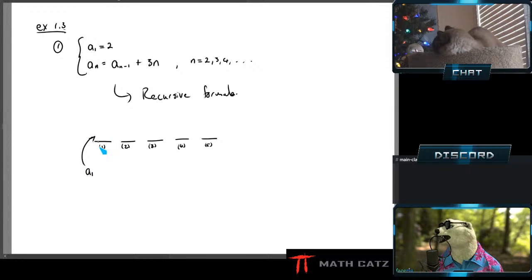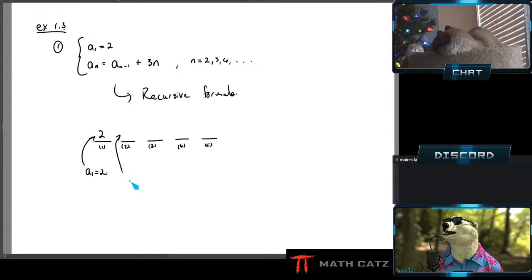So when I want to find the first term, it's the first special case. It's listed separately from the rest. Because in a recursive formula, I need to have a starting point before I can start looping this together. So there's nothing to do there. You simply put it in.